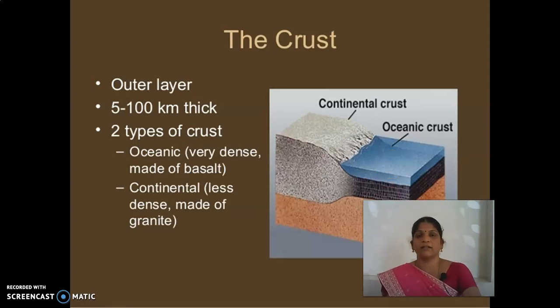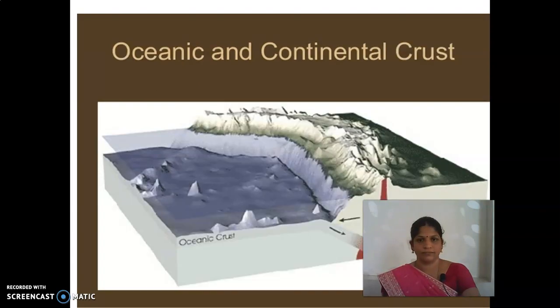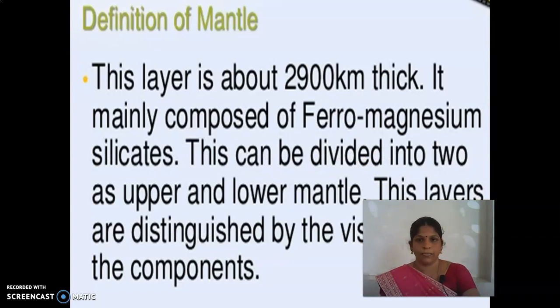What is the second layer of our earth? Here also I am giving the oceanic bed, this is oceanic crust and the continental crust. The blue color is oceanic crust, and this one with the mountains, land part, desert, everything is called continental crust. Then the next one is mantle. The second layer of the earth is mantle.